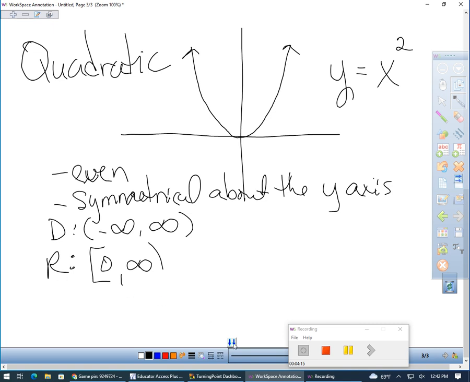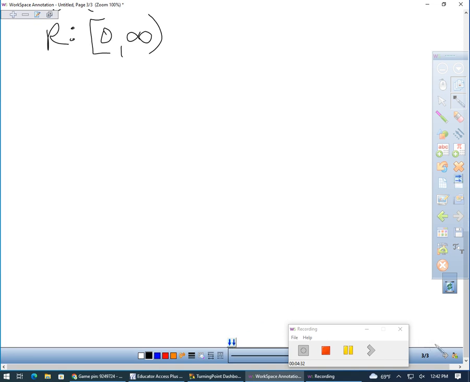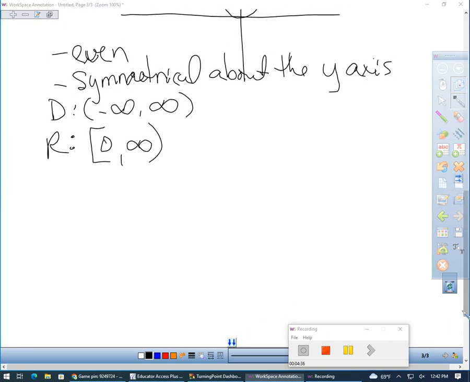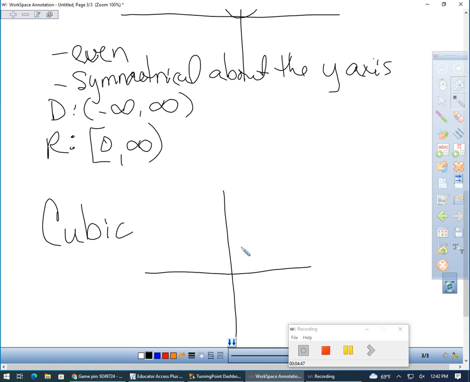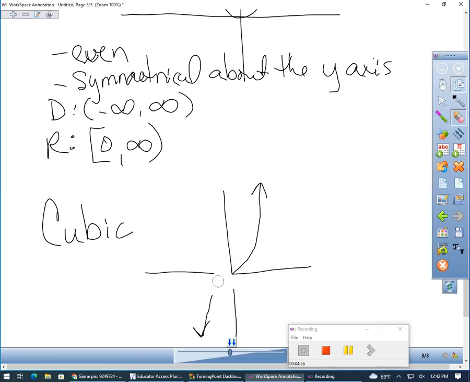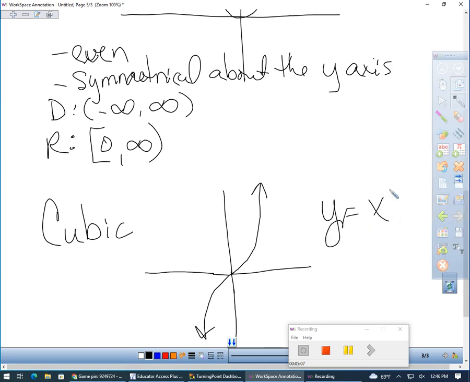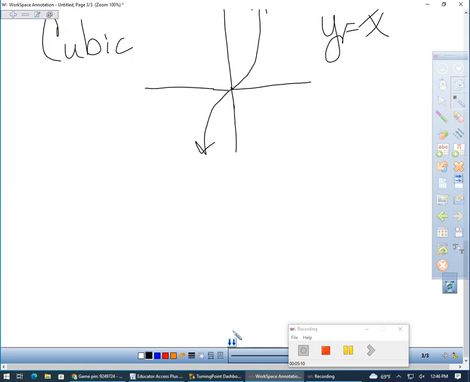The third one I want to talk about. Oh, let me not go that far on you. The third one is the cubic function. Here is the graph for a cubic function. It is what I always refer to as that S-curve, right? Hopefully you can draw it a little bit better than I do up here. All right, this would be y equals x to the third.